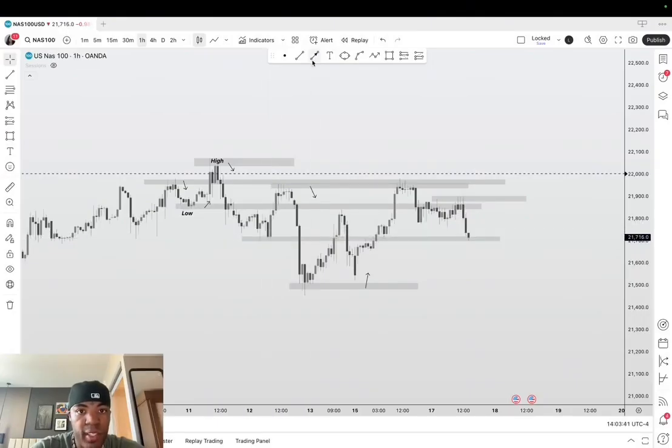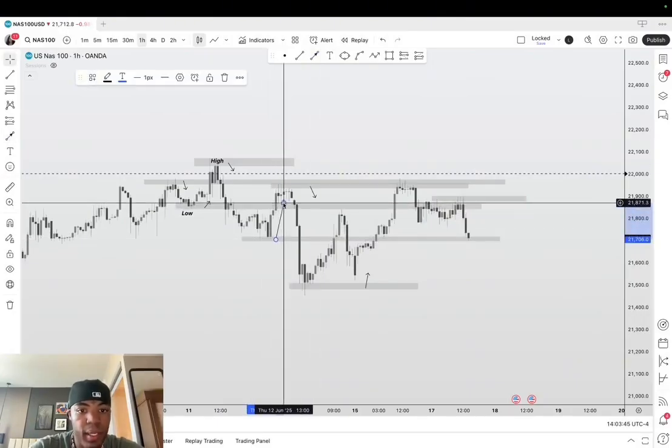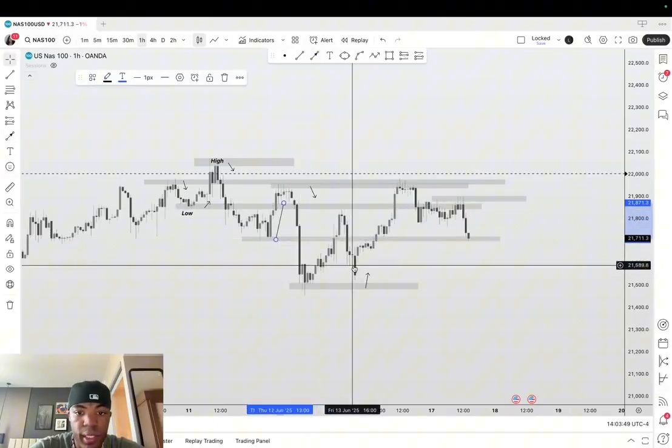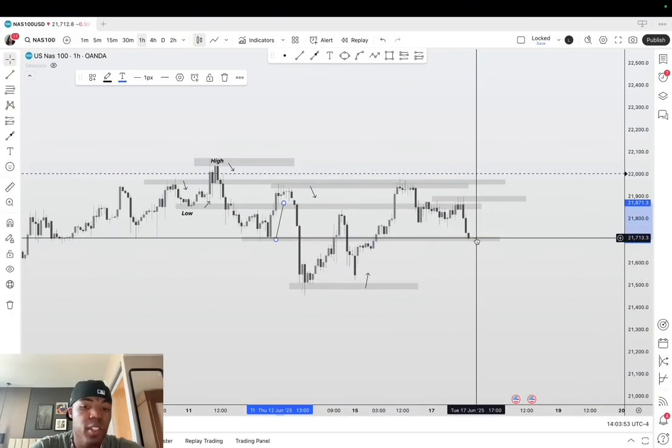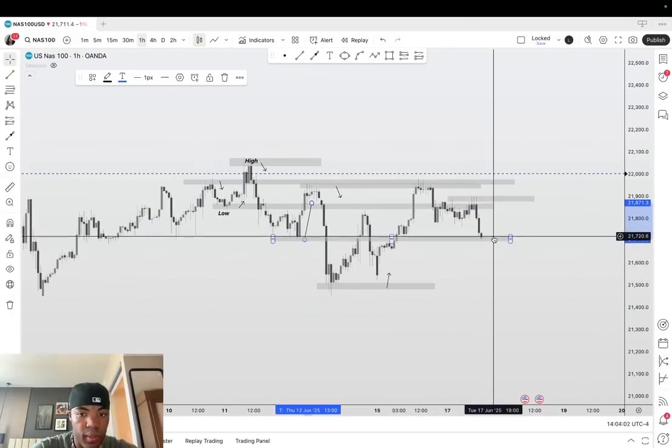Same way with this level. There's buyers that were sitting here. They pushed the markets back up. And then the moment price broke through, it made a new low. The moment price breaks through this level, where do you think it's going to go? If price breaks this level, where do you think this low is going to go? And with that being said, I'm just going to keep it as that.